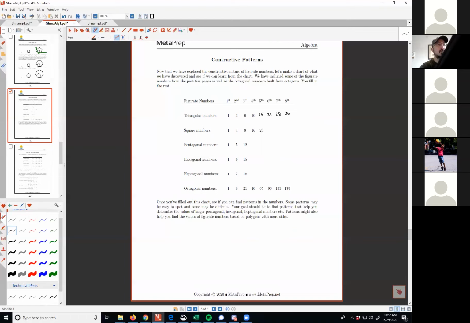So going from one to another, we add 1 to 0 to get the first triangular number. Then we add 2 to 1 to get 3. Then we add 3 to get 6. We add 4 to get 10. We add 5 to get 15. So we see that the differences are arithmetic. The sequence itself is not arithmetic. We don't have a constant difference, but the differences have constant differences.